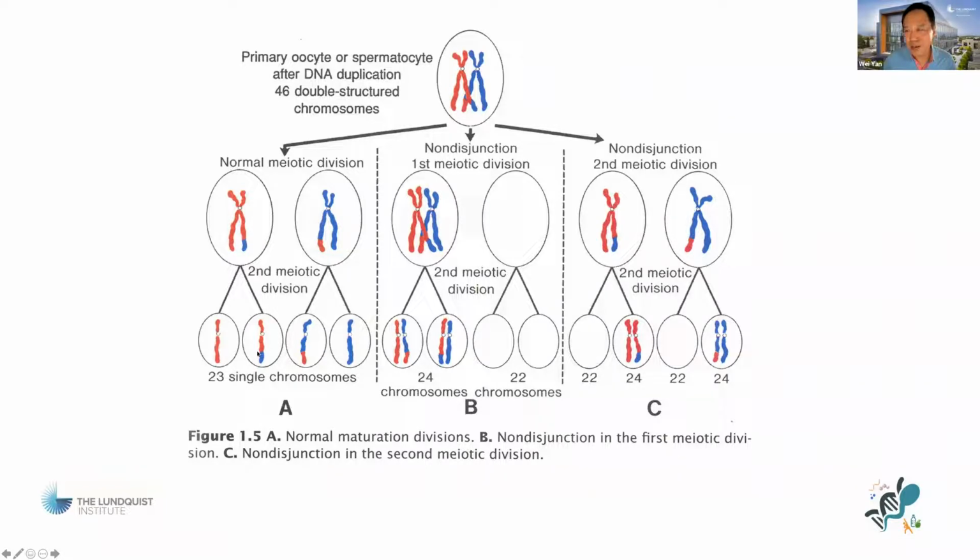So that's why the cells, in terms of chromosome composition, are haploid, meaning that they only have half the total number of chromosomes in the gametes, in either sperm or oocyte. So this is the normal situation.